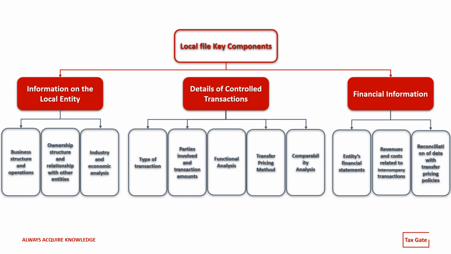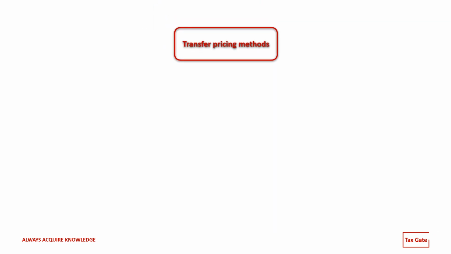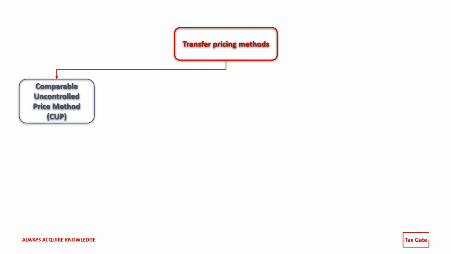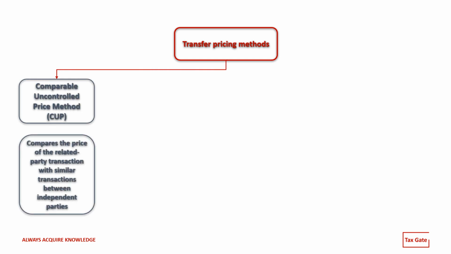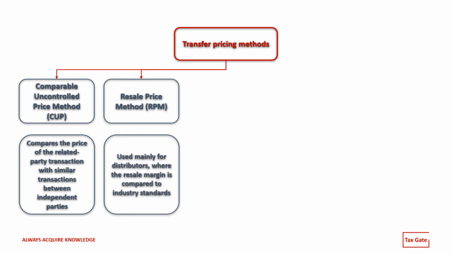Good. Now, let's talk about transfer pricing methods. The local file must specify the transfer pricing method applied to ensure transactions are at arm's length. The OECD recognizes 5 key methods as follows. The comparable uncontrolled price method, which compares the price of the related party transaction with similar transactions between independent parties. The resale price method, which is used mainly for distributors, where the resale margin is compared to industry standards.